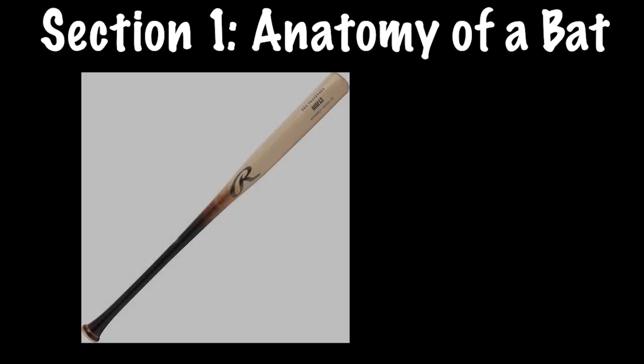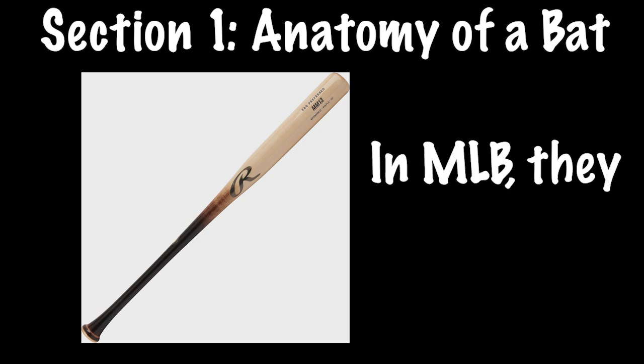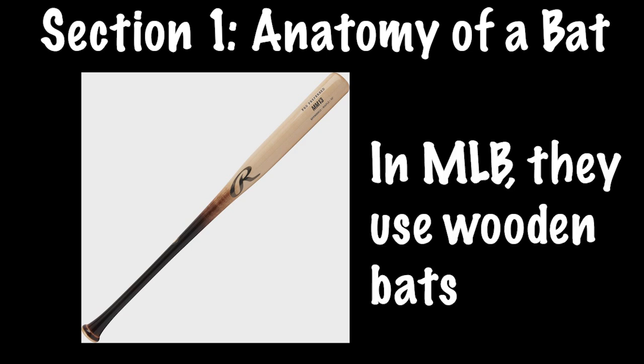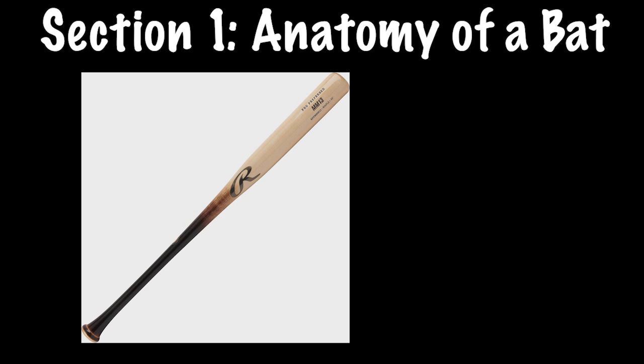So you can see right over here that we have a picture of a baseball bat. Now, what I want you to understand is that in MLB, they use wooden bats. They don't really use aluminum bats, and that is just purely for the safety of the players. If there were players that were using aluminum bats, I think you will see a lot of serious injuries. So in MLB, they use wooden bats. So you see over here, you have a wooden bat.